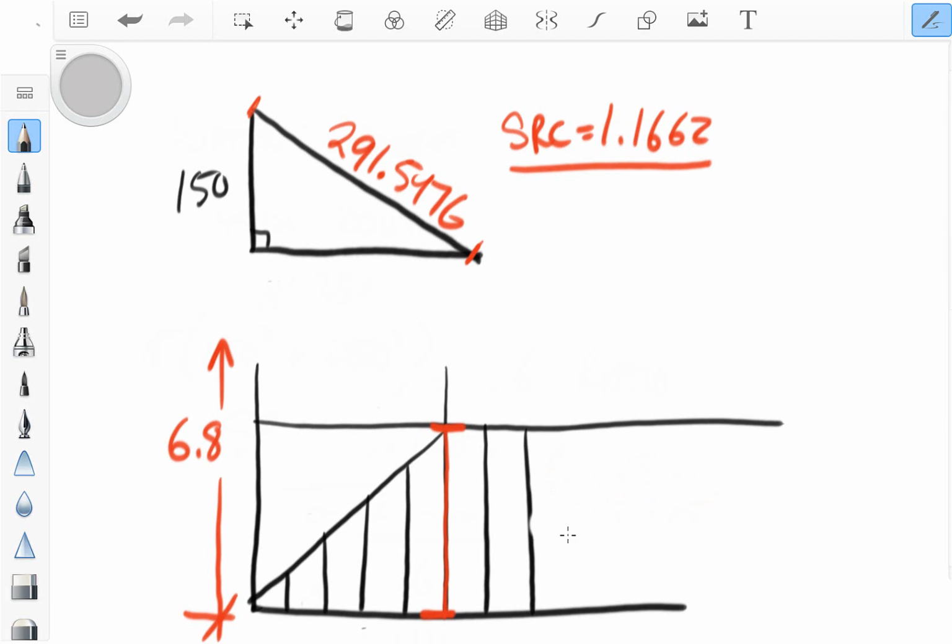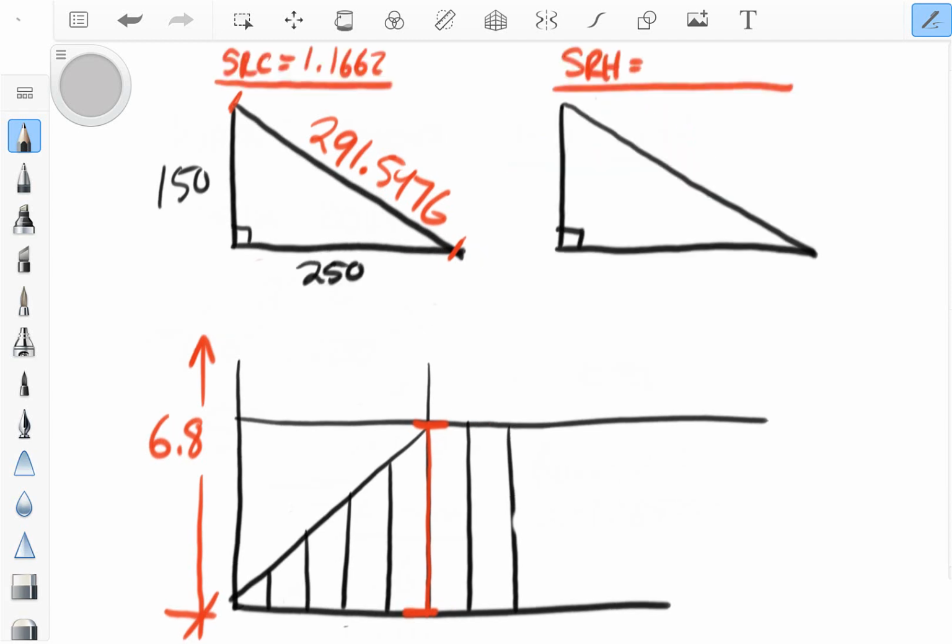Now we're going to calculate a couple more useful items here. This is our slope ratio for our common. Now we're going to set up and work through the slope ratio for our hip. What we need to do is first calculate the unit of run for our hip. We already know that the constant unit of run for our hip is 353.6, and the unit of run for the common rafter is 250.